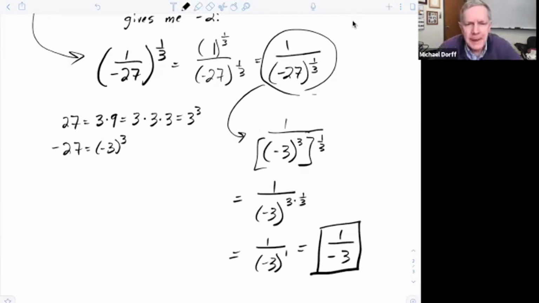All right, so those are 4 examples of some of the basic properties, the fundamental properties of using exponents. Hope this helps you with the homework.